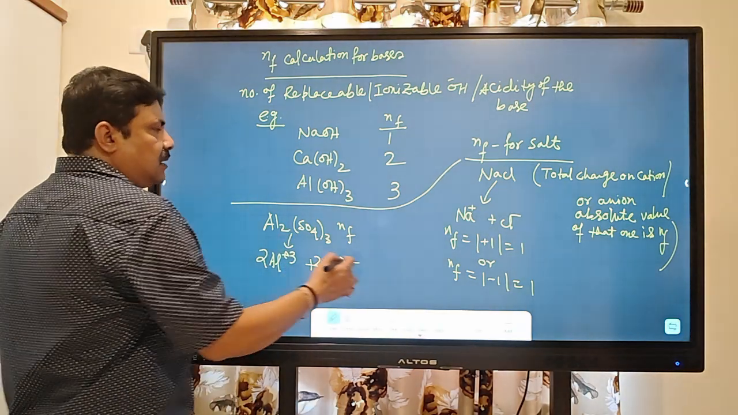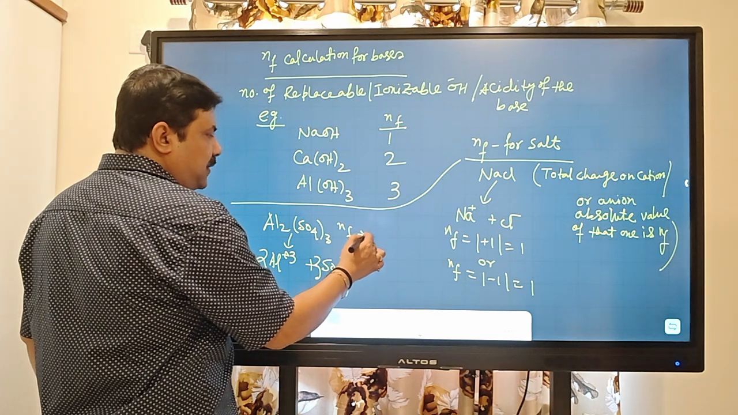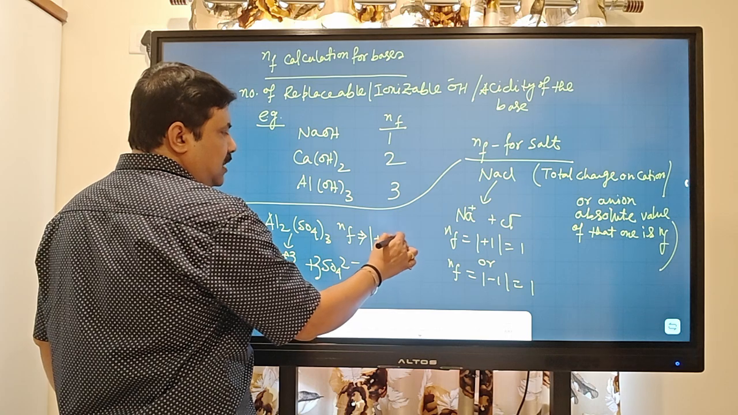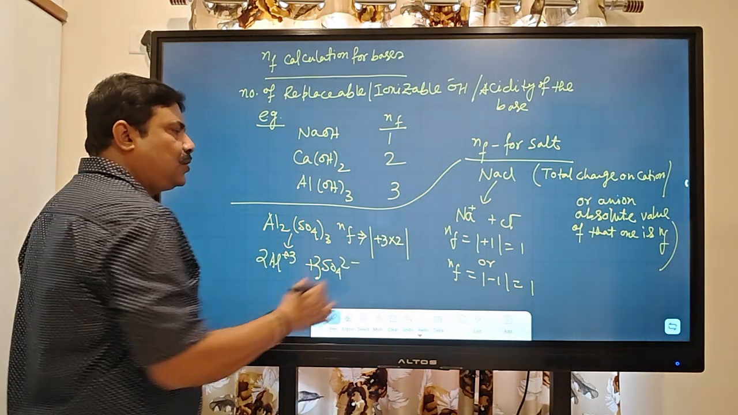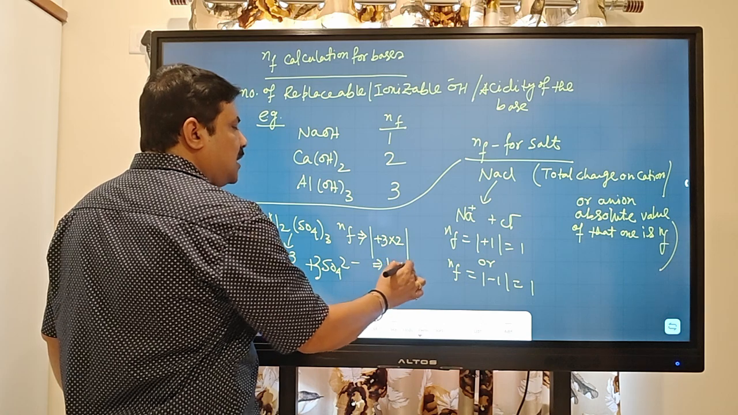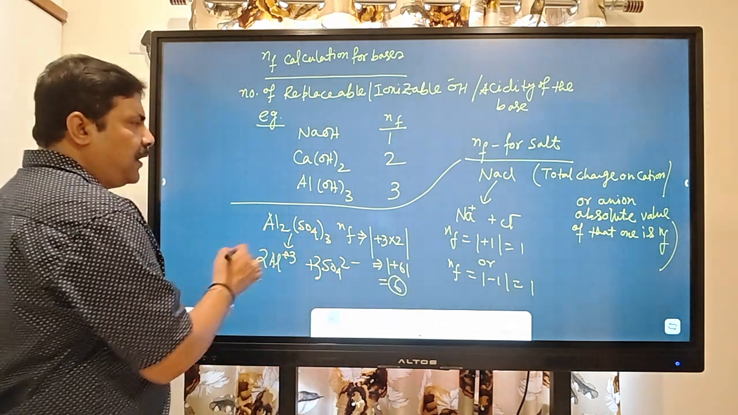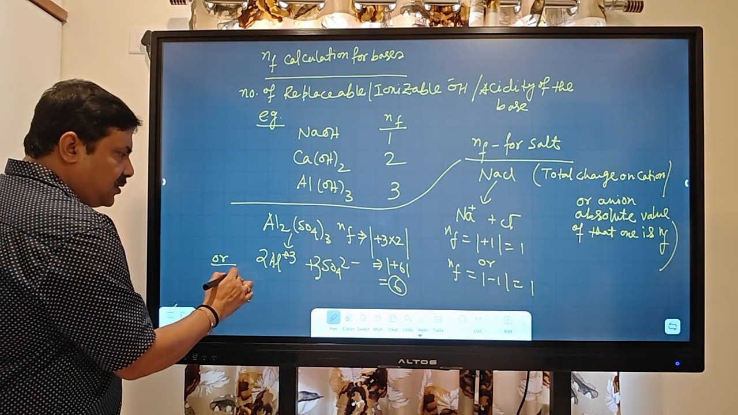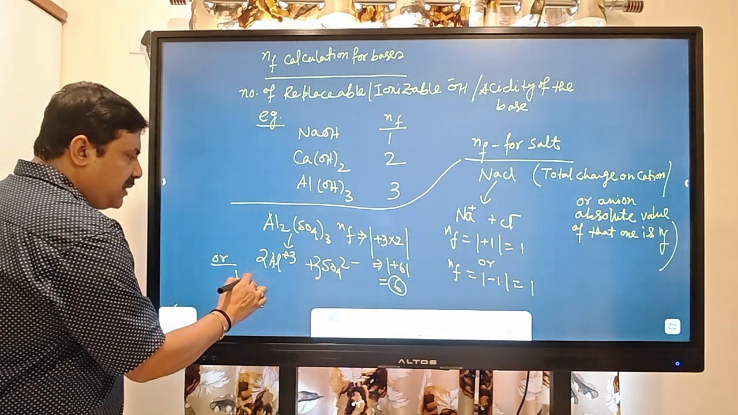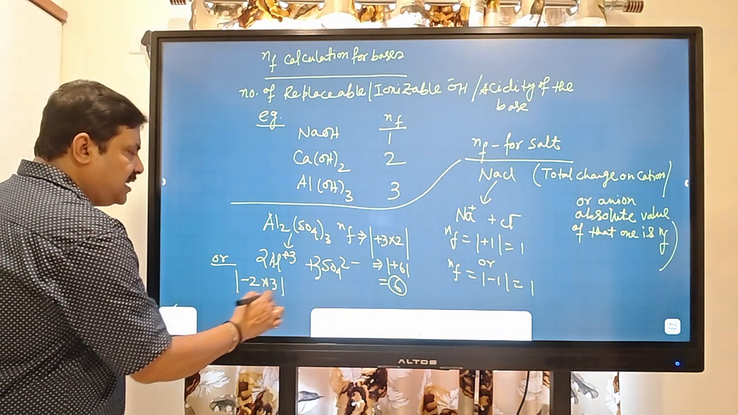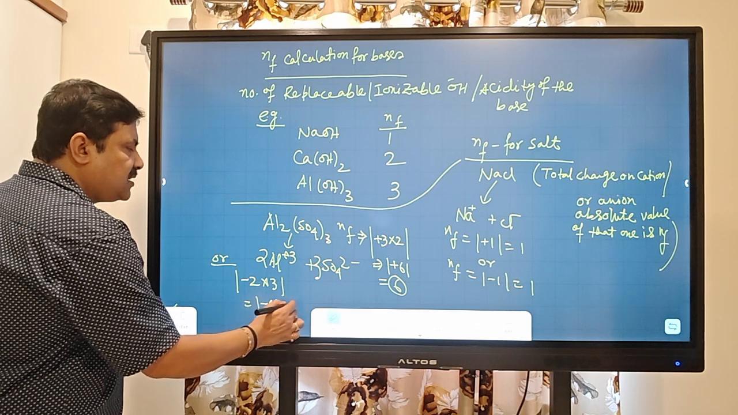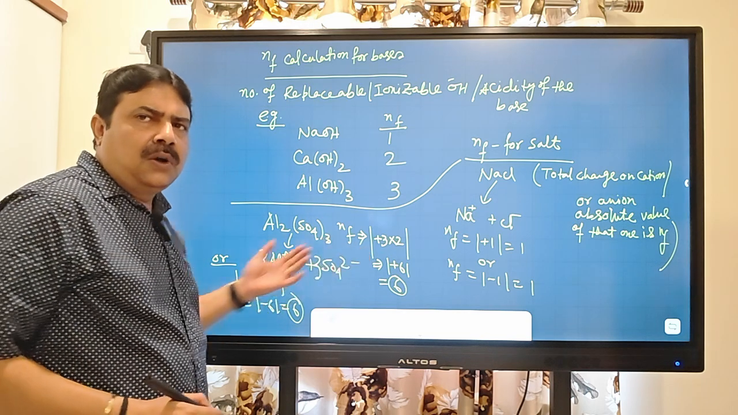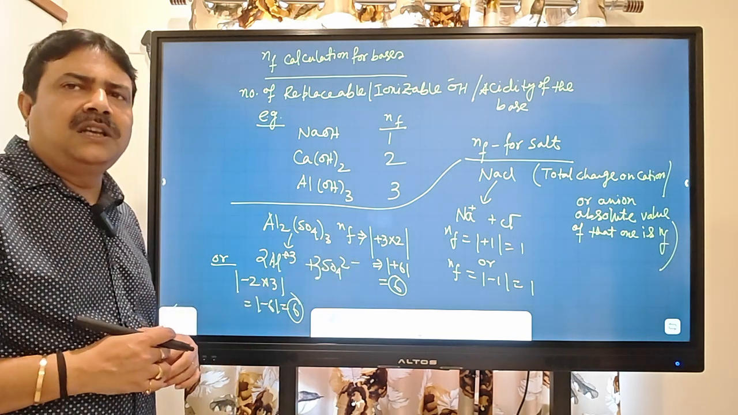So now here if I calculate the N factor in terms of the cation, total charge will be equal to each cation carrying plus 3 charge, and as the number 2 is there, total charge is plus 3 into 2, which is nothing but mod of plus 6, which is 6. Same way we can do for anion. So for anion, the same value will come. Total charge of anion, each carrying minus 2, and as the number 3 is there, it is mod of minus 6, which is 6. That means the N factor of aluminum sulfate, either in terms of cation or in terms of anion, comes to the same value, 6.